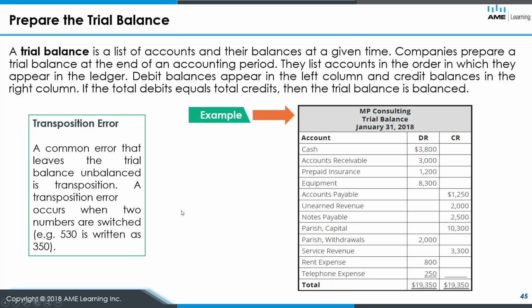As it mentions here, something that can often happen is a transposition where something like 530 is written as 350. And so if there is any of those errors as we're putting journal entries in and posting them to the general ledger, then that will be reflected here. If there was an error, these totals wouldn't balance.